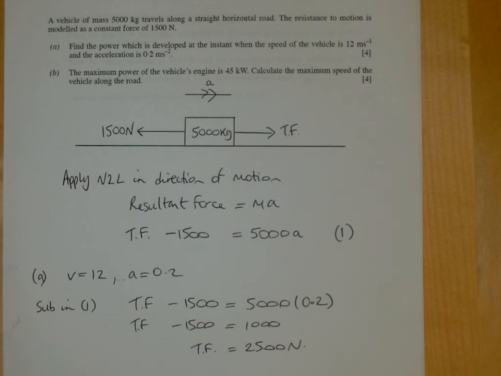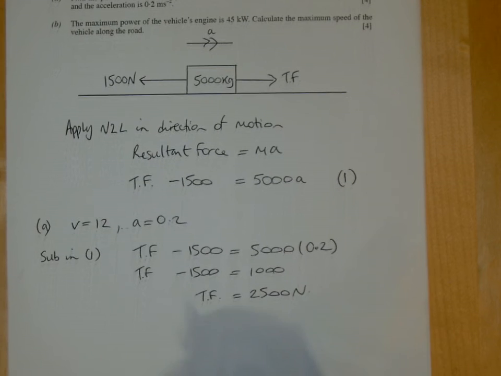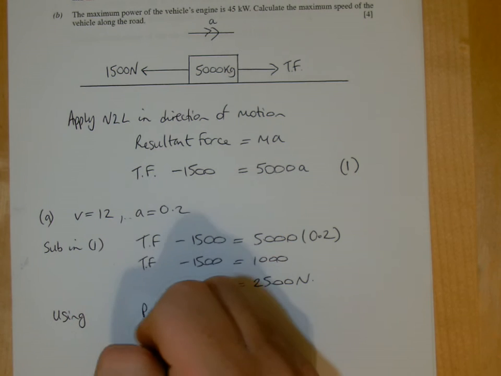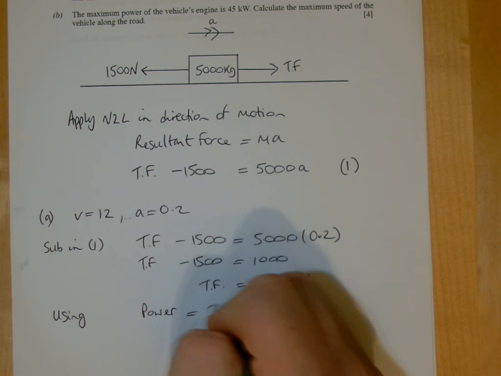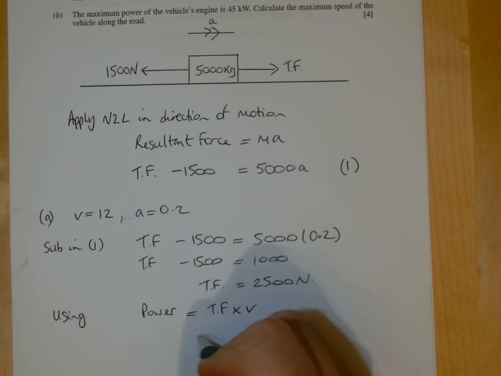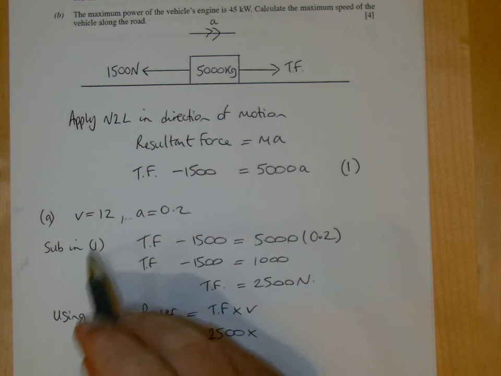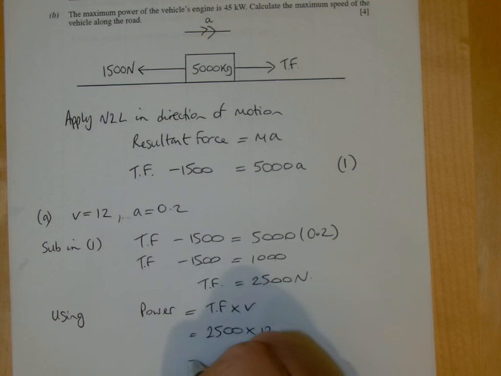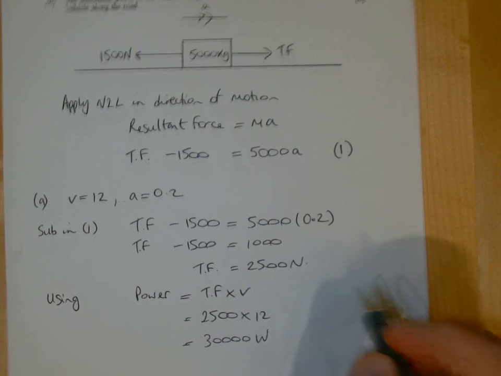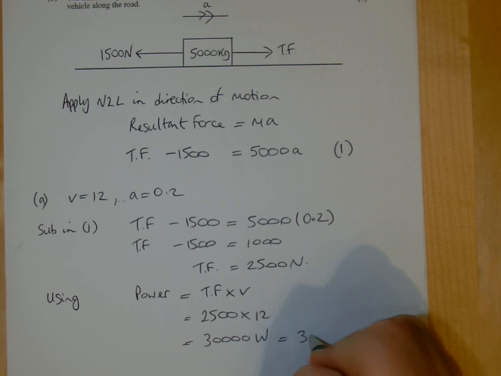Now that we know the tractive force, we can work out the power because we know a formula for power. The formula for power is the tractive force times the velocity. In this case we know the tractive force is 2,500 and the velocity is given to us as 12. If we work that out, we get 30,000. Of course, power is measured in watts, or you can write that as kilowatts. Because it's 30,000, it'll be 30 kilowatts.